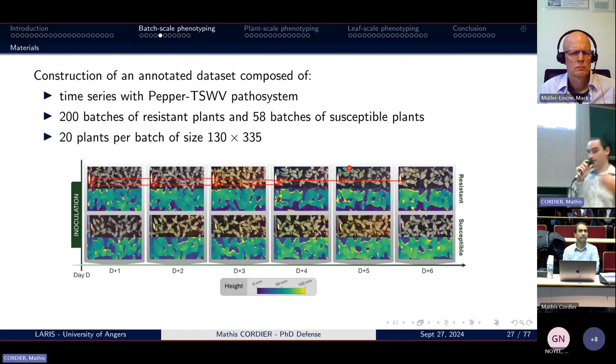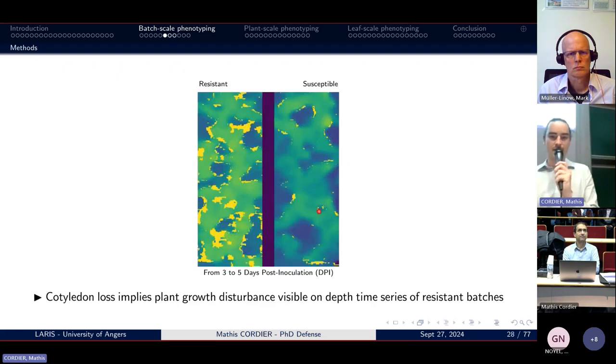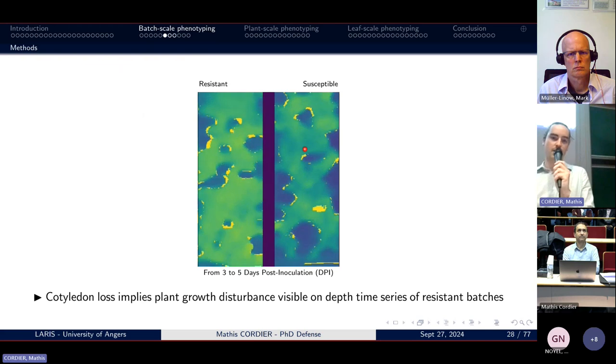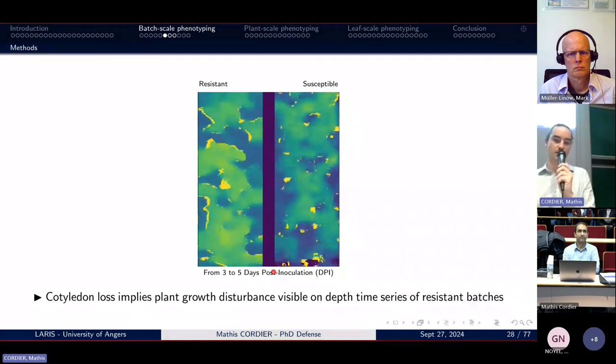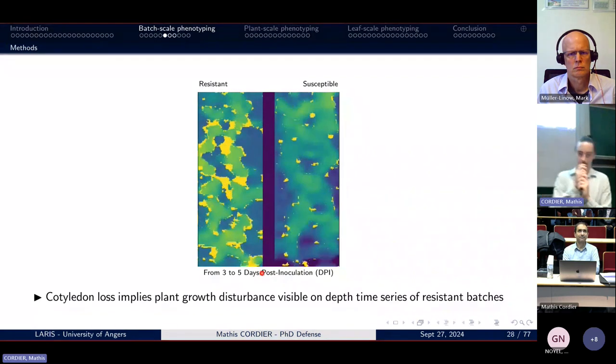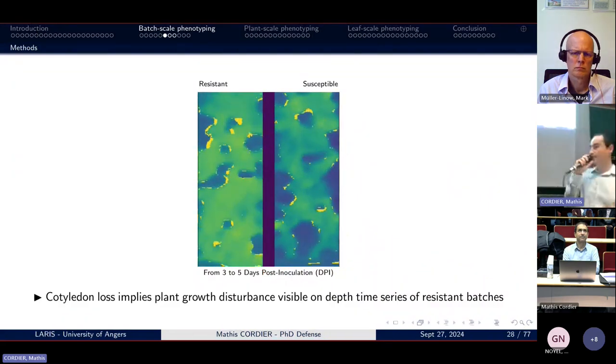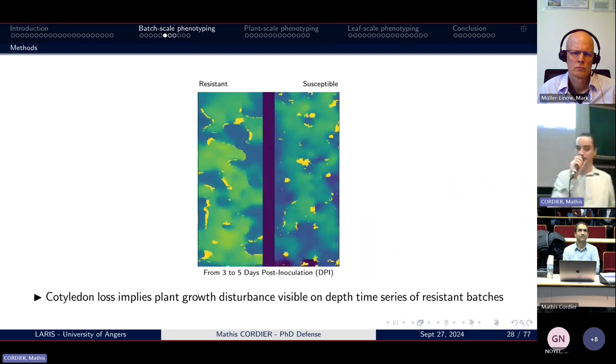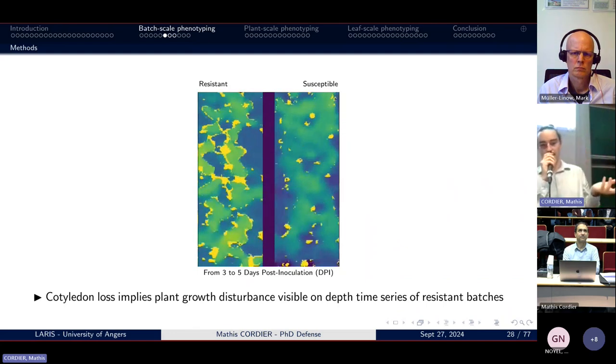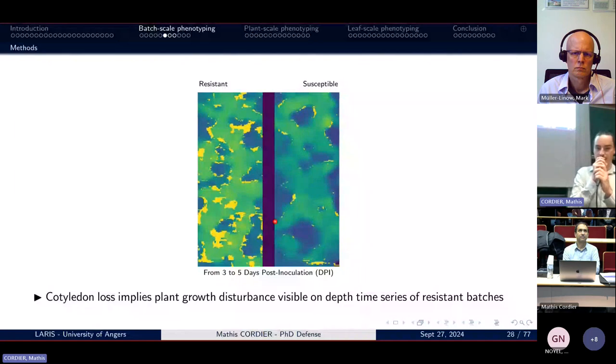So if we are able to see visually the cotyledon loss in RGB time series, it is a very difficult problem in computer vision to be able to track it and count it. So we focused more here on depth time series. In particular, we observe here a susceptible batch from three to five days post inoculation. On the right, we have a normal growth of plants. And on the left, we can see a spatial decrease over time. And this is due to cotyledon loss.